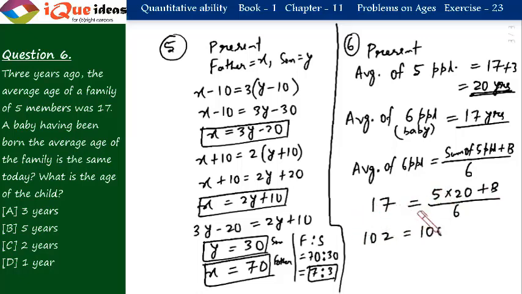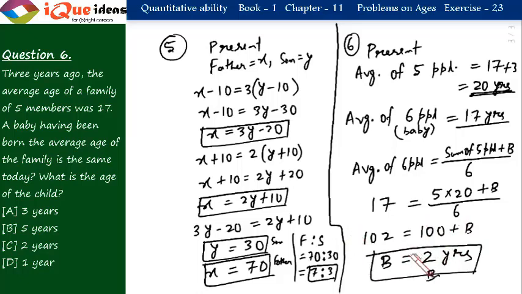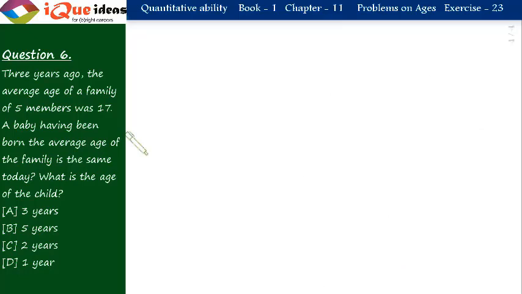So multiply 6 to the other side, it becomes 102 equal to 100 plus B. So B is equal to 102 minus 100, that is 2 years. So that means the baby's age is 2 years. Baby is 2 years old. Alright.